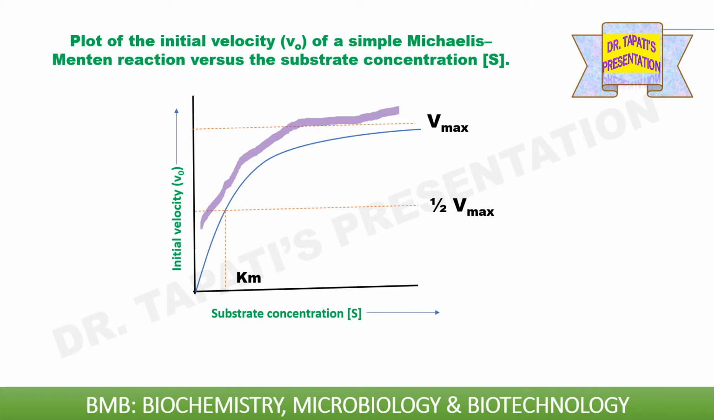And here you can see this is the Vmax value, and the Km value is equal to the substrate concentration when velocity is half Vmax. So in the next slide we will discuss why I am saying that the substrate concentration at half Vmax is equal to Km.